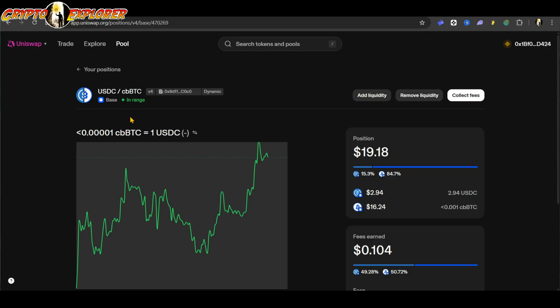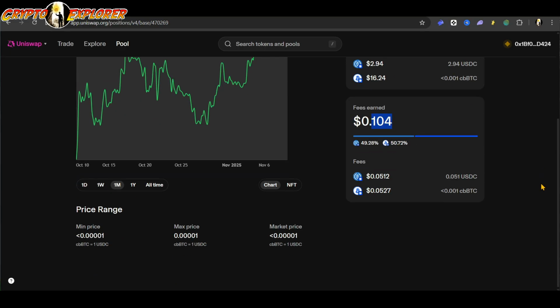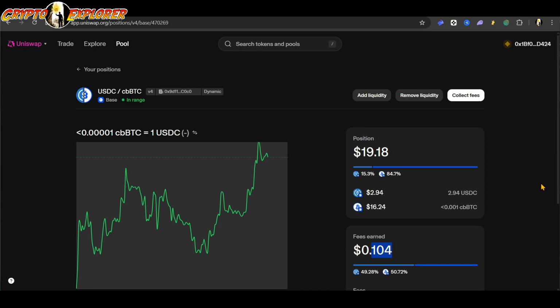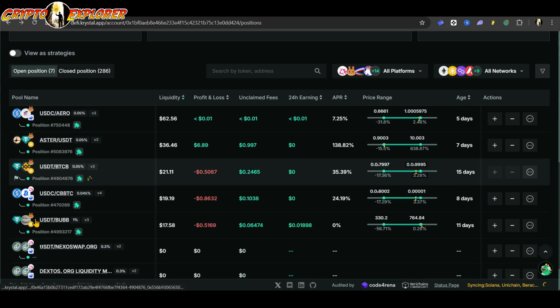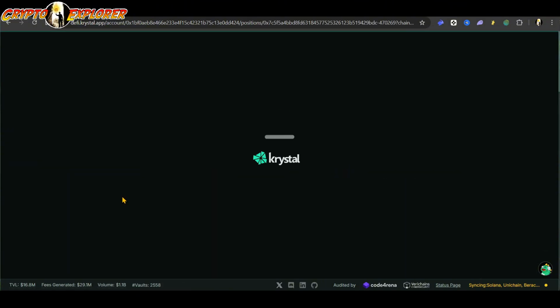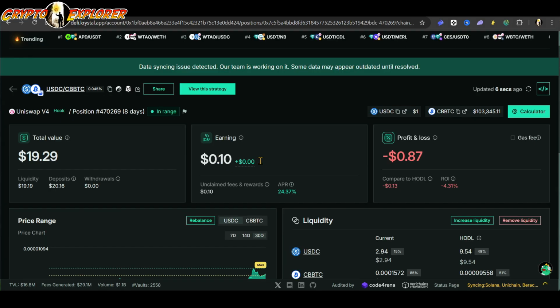With the other pool we were exposed to Binance risk, but it already earned 10 cents in less than 2 weeks, in probably a week or so. Not bad at all, I would say. Actually, let me go back here on Crystal because it should show, yeah, here it is. So this is the other position. Let's see how old it is. So it is 8 days old. In 8 days, already earned us 10 cents.